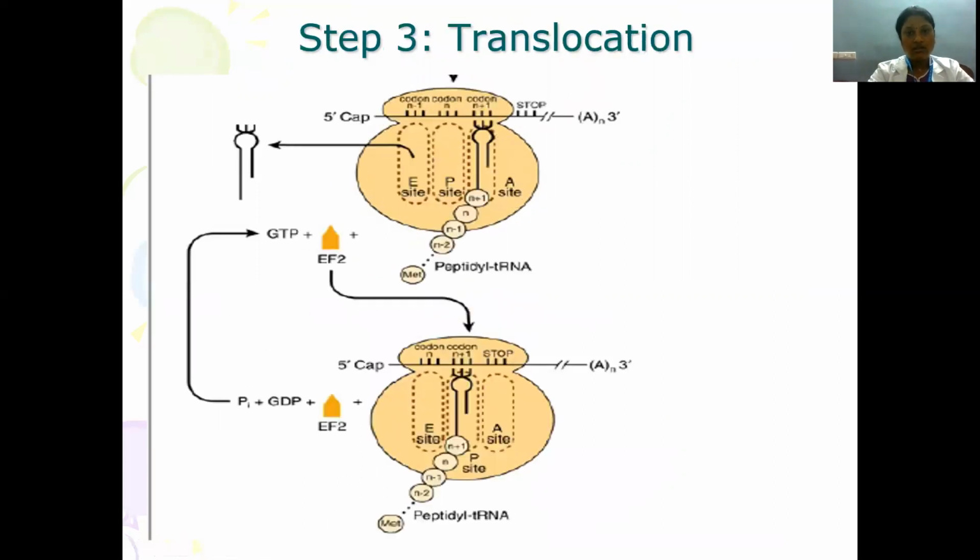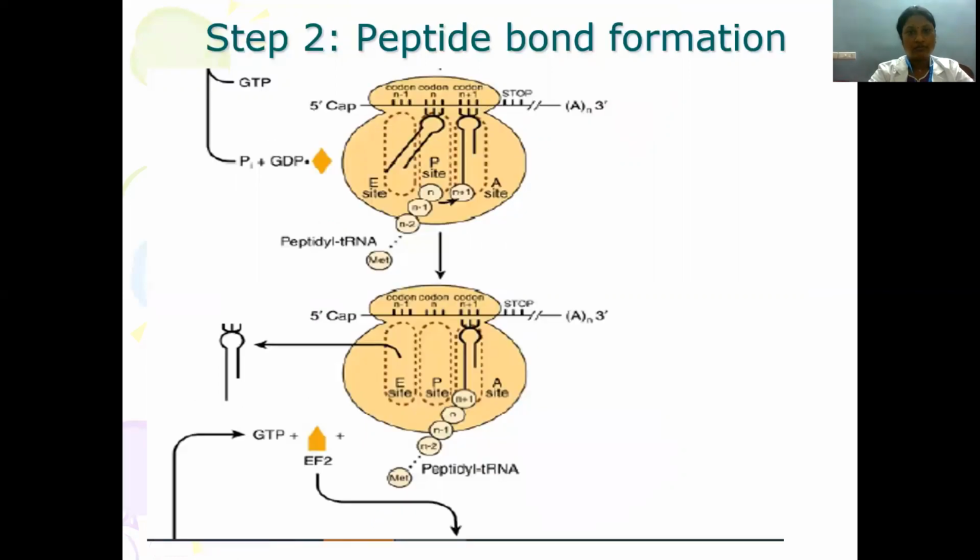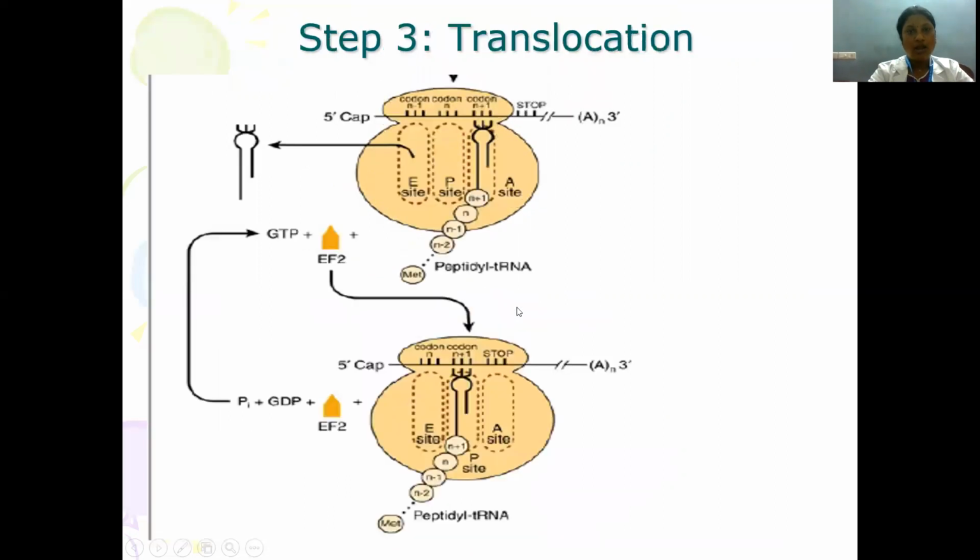Then translocation. Now you can see the newly synthesized polypeptide is present on the tRNA in the A site. This entire molecule will get translocated from the A site to the P site. And the A site is now free to receive the incoming amino acid on the charged tRNA. So for the entire process, at each step, we need GTP.